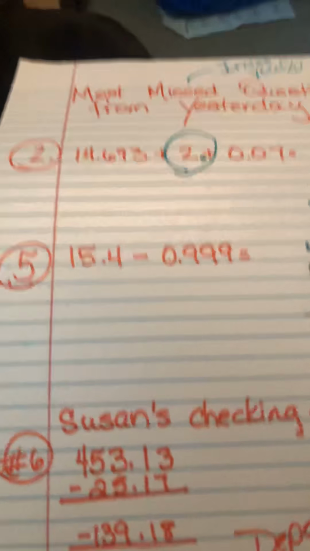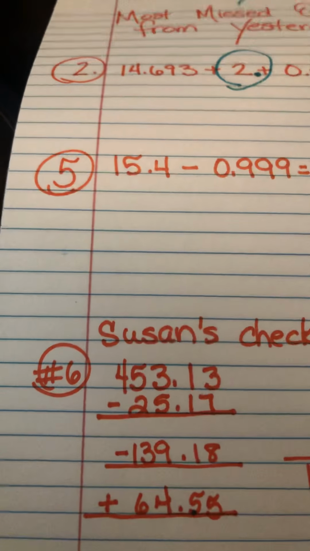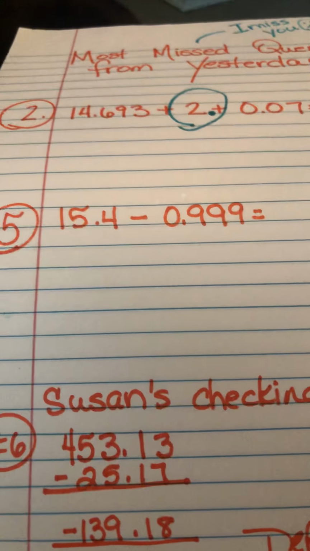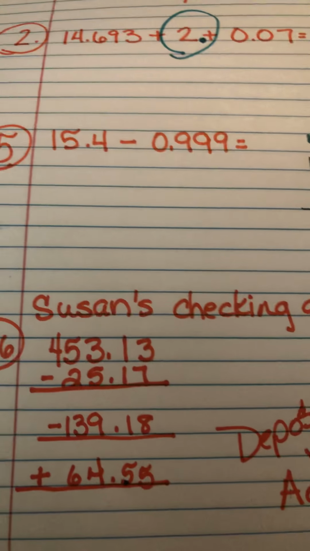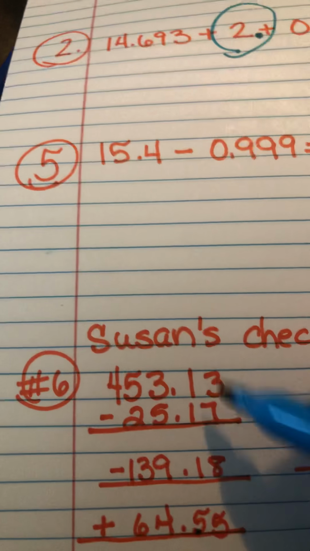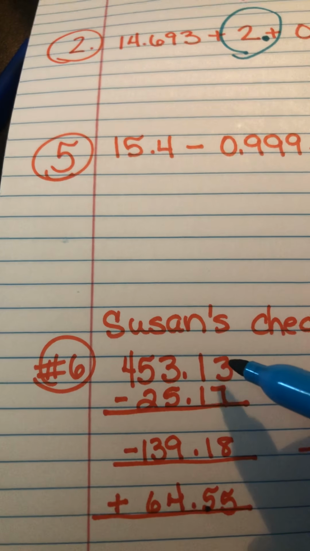Now, number 6, this is probably a question you might see on the GED. It might give you one like this. So Susan has a checking account, and at the moment her balance is $453. She writes a check for $25.17, so I need to subtract.